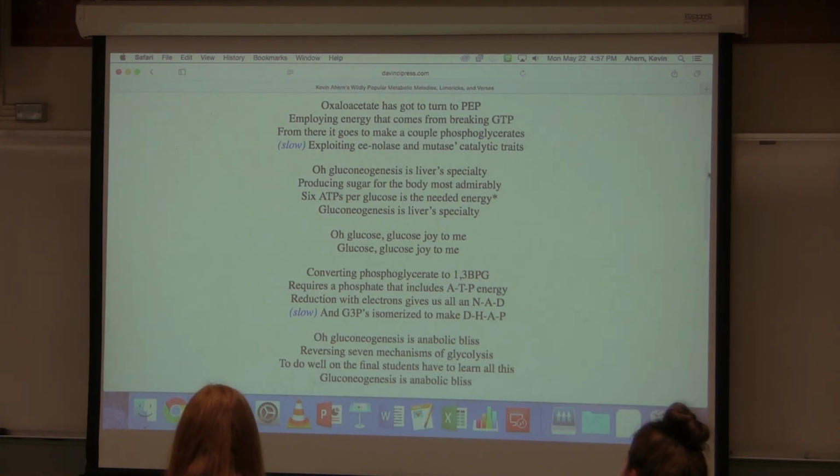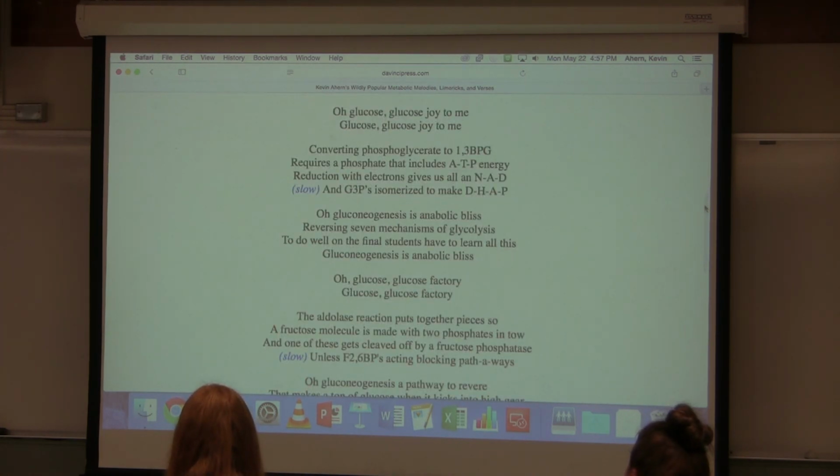Converting phosphoglycerate to 1,3-BPG requires a phosphate that includes ATP energy. Reduction with electrons gives us all an NAD, and G3Ps isomerize to make DHAP. Oh, gluconeogenesis is anabolic bliss, reversing 7 mechanisms of glycolysis. To do well on the final, students have to learn all this. Gluconeogenesis is anabolic bliss. Oh, glucose, glucose factory.